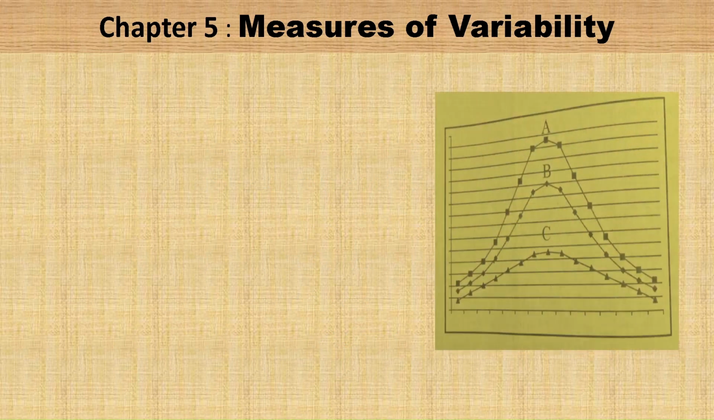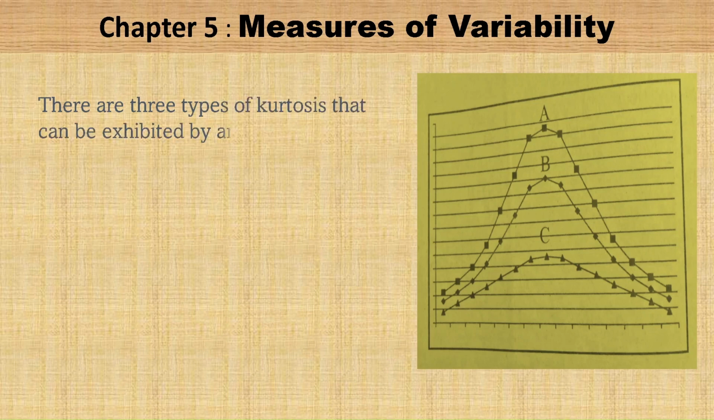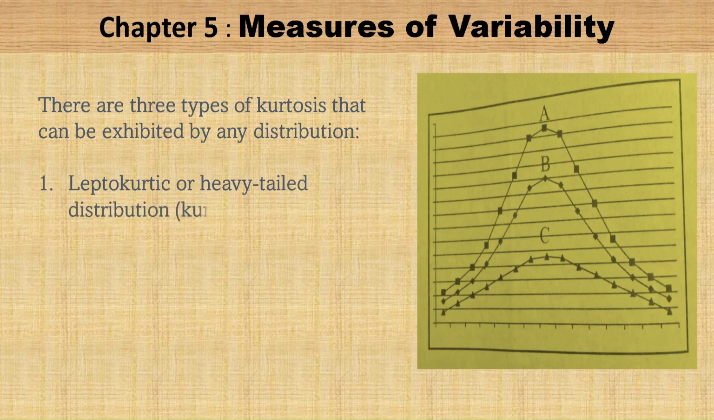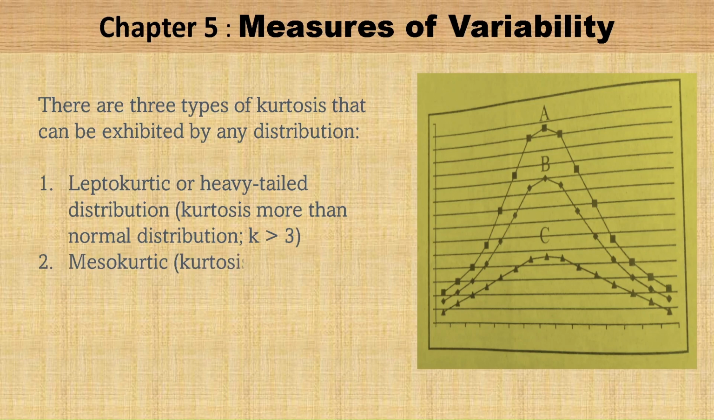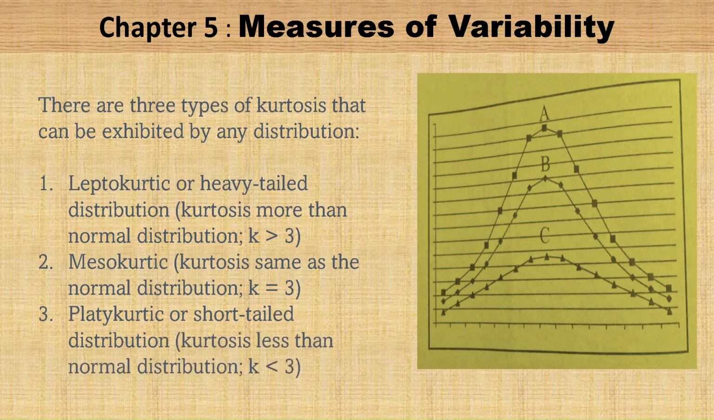There are three types of kurtosis that can be exhibited by any distribution. Leptokurtic or heavy-tailed distribution, kurtosis more than normal distribution, k is greater than 3. Mesokurtic, kurtosis same as the normal distribution, k equals 3. Platykurtic or short-tailed distribution, kurtosis less than normal distribution, k is less than 3.